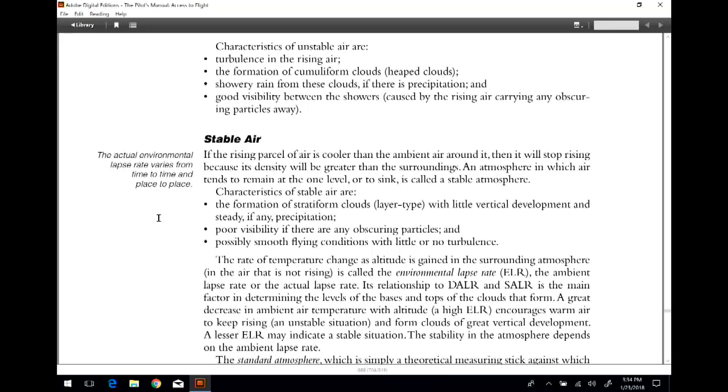Because things aren't moving too much underneath, you could get a lot of particulate matter in the air itself, and so the visibility might not be too good. However, because that mass is somewhat stable, the flying conditions will probably be better. So just keep that in mind.